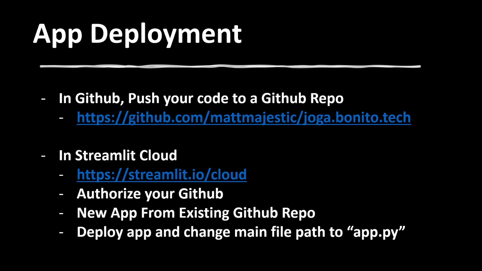Now that we have all the app code written, we're going to want to deploy it. The first step in that is going to be setting up a GitHub repo. You can either put your own code into a GitHub repo, or you can get started just by forking this repo that I have. That's also down in the video description of jogobonito.tech. What you can do is fork it, and it'll go into your own personal profile in GitHub as your own code. And from there, we're going to want to go into Streamlit Cloud and deploy the application.